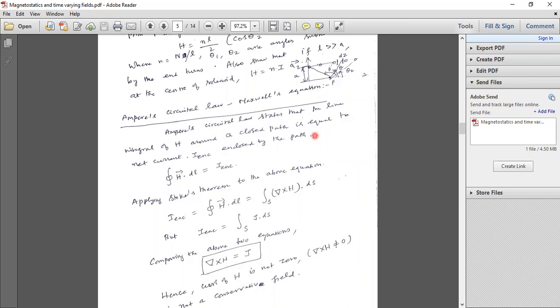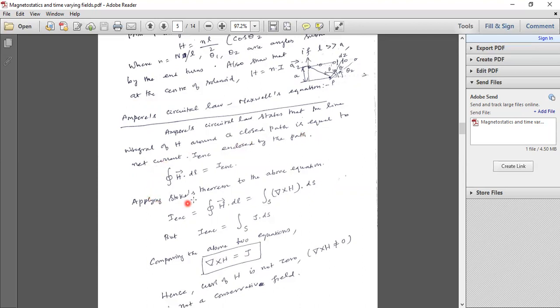It states that the line integral of H around a closed path is equal to the net current enclosed by the path. Suppose you assume a straight conductor which carries a current I, and we know that there is a magnetic field around that conductor. It is a closed path, and we call it the Amperian path here. So the magnetic field around a closed path is equal to the net current enclosed by the path. This is the definition.